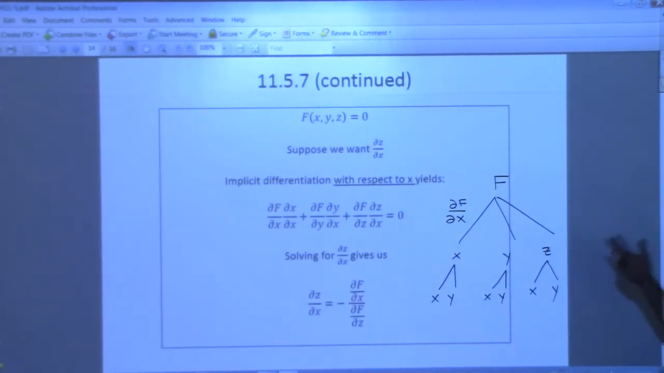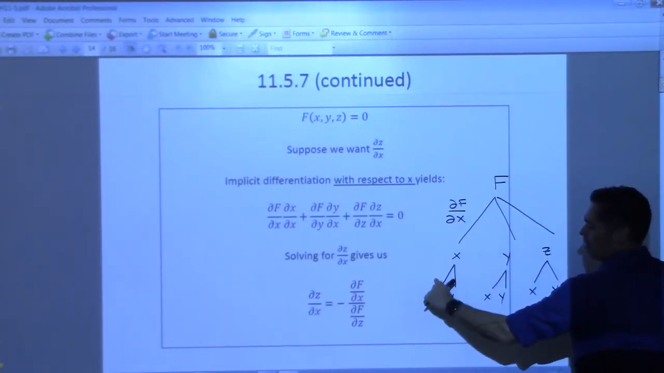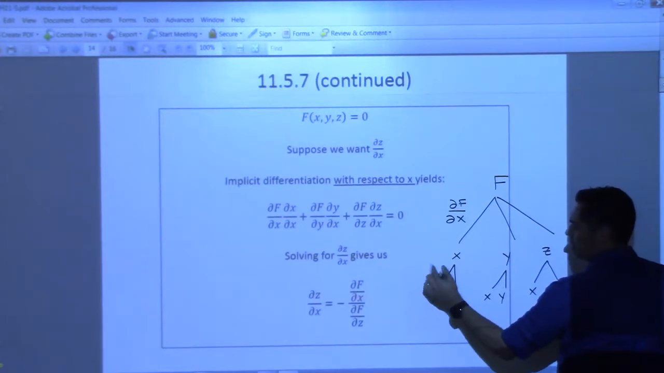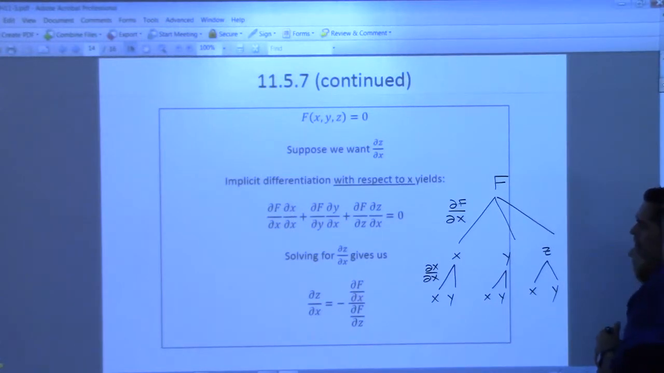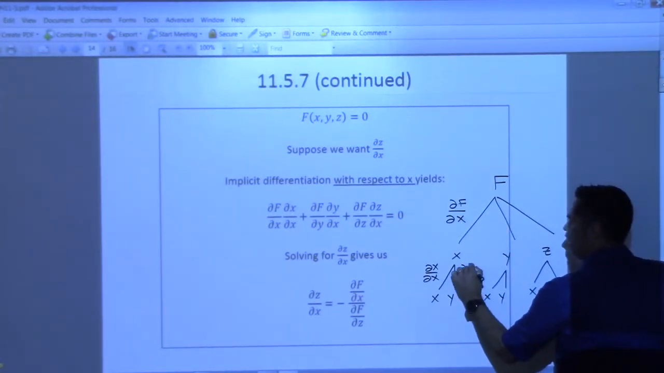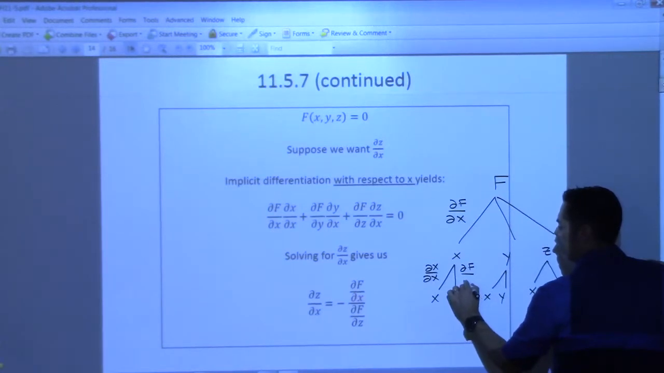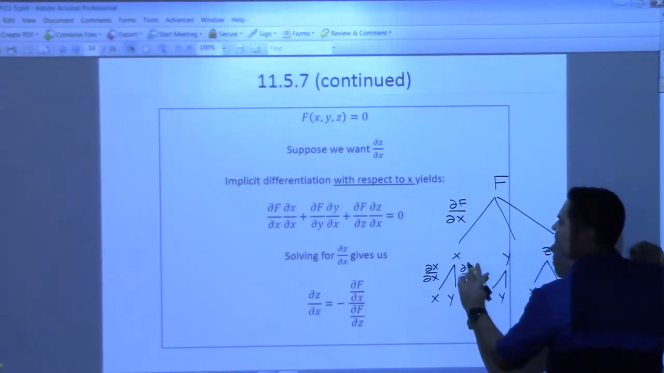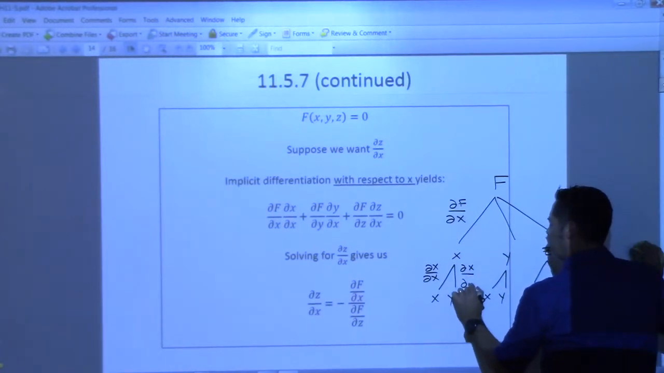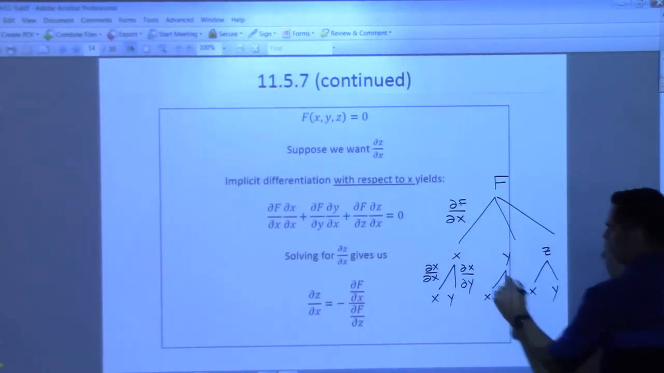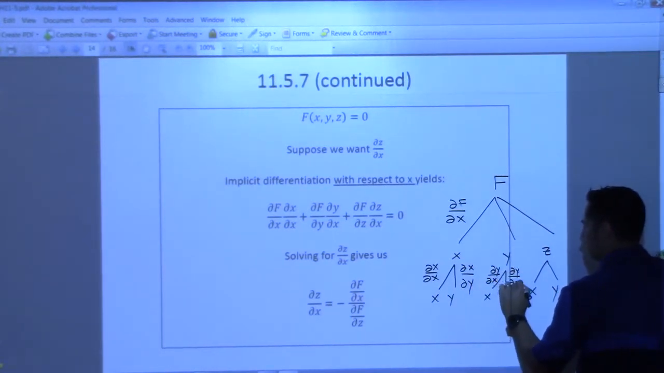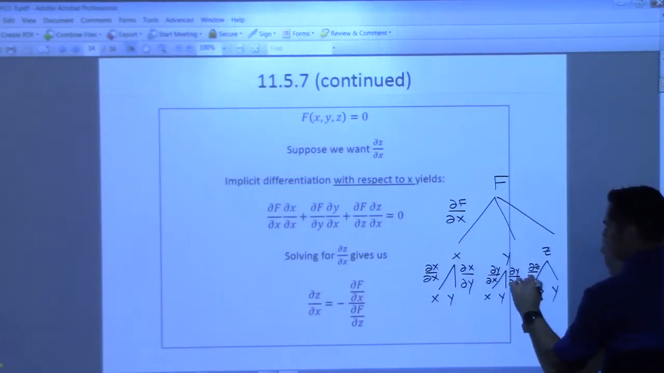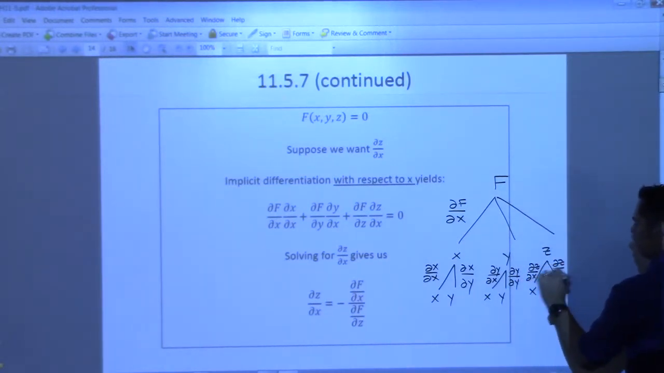So how many branches do we have here that we could go down here and then down this, right? And this would be partial x with respect to x, which should be 1. And then we have this way right here, partial f with respect to y. I'm going to run out of room here. Partial y with respect to x, partial y with respect to y, partial z with respect to x, partial z with respect to y.